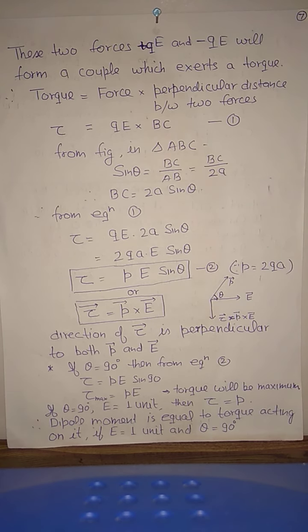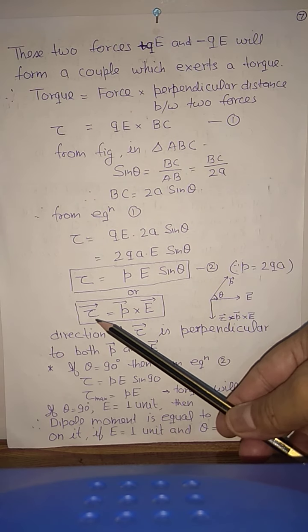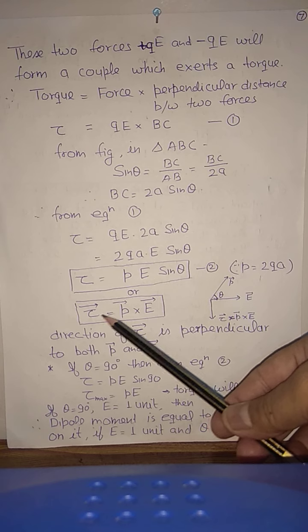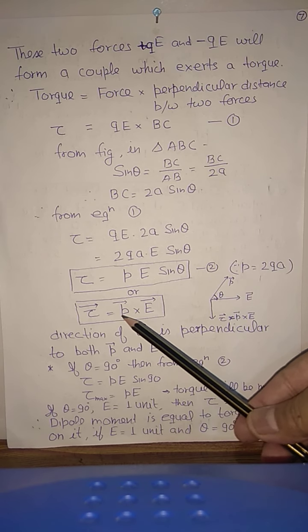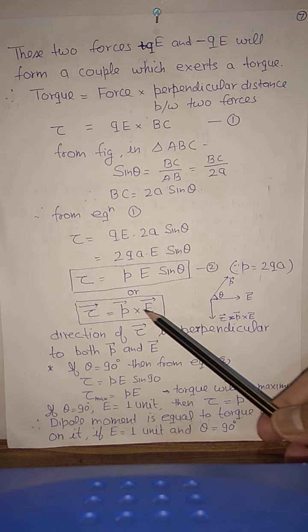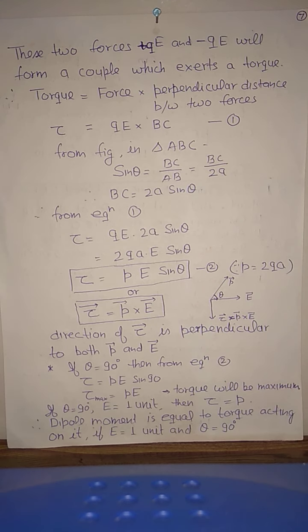Tau is equal to pE sine theta, and tau is what? Torque, moment of force, and it is a vector quantity. And we know that the vector product of two vectors is the product of their magnitudes and sine of angle between them, and therefore we can write it in the vector form as torque vector tau is equal to p cross E, vector p cross vector E, right?